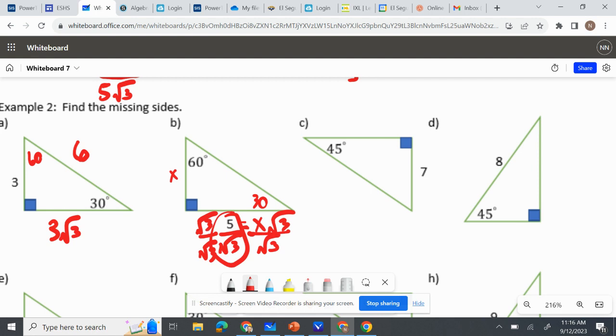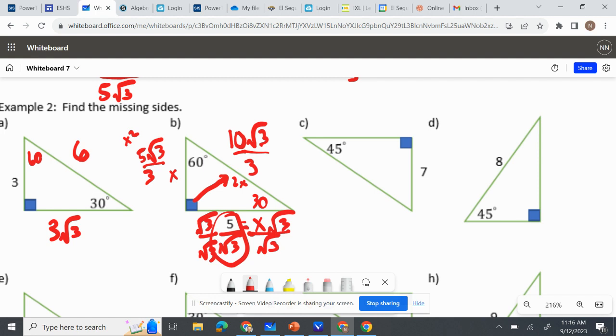Rationalize it means we multiply the top and the bottom by the same number. 5 times square root of 3 is 5 square root of 3. 3 times 3 is 9, and the square root of 9 is 3. So that would be our 30 degree side. Now our 90 degree side is always double that. It's 2x. So if we take this and times it by 2, what we're going to get is 10 square root of 3 over 3. Let me make the 10 a little bit nicer.